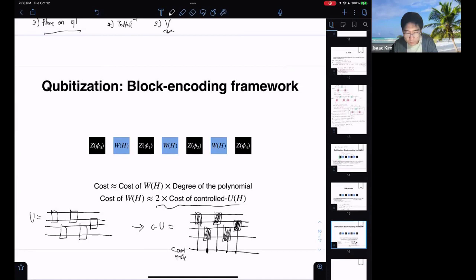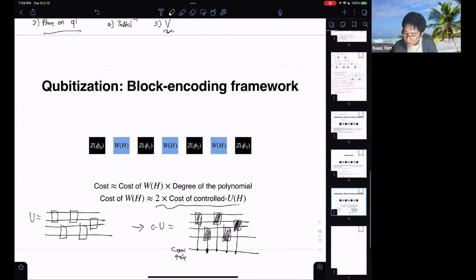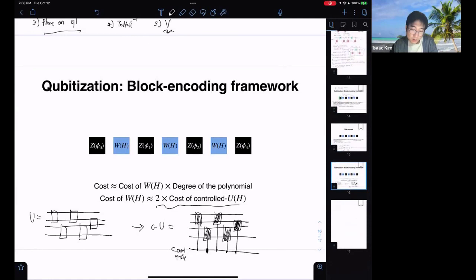So indeed, we still retain the nice property of qubitization that even for practical purposes, it's very practical. Good.